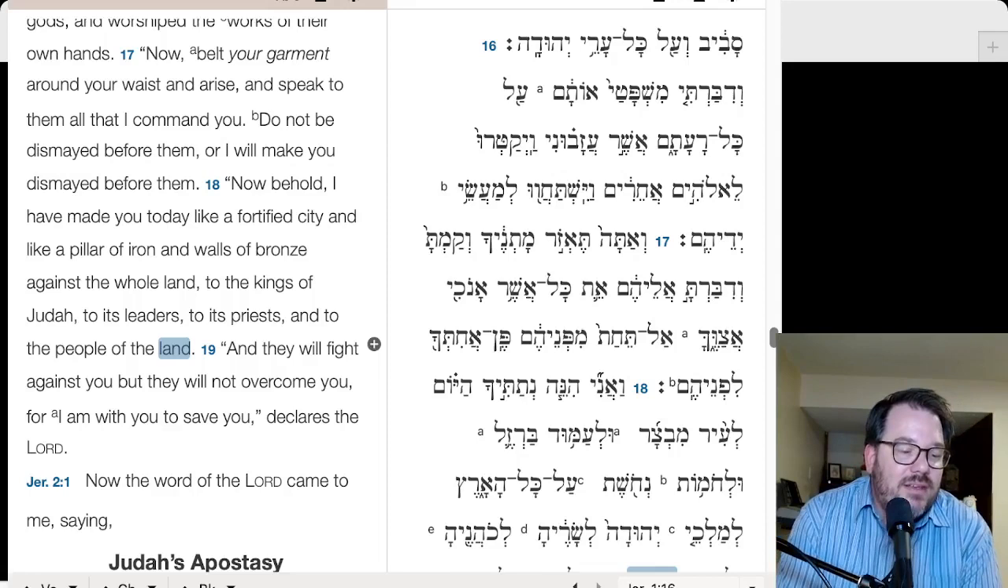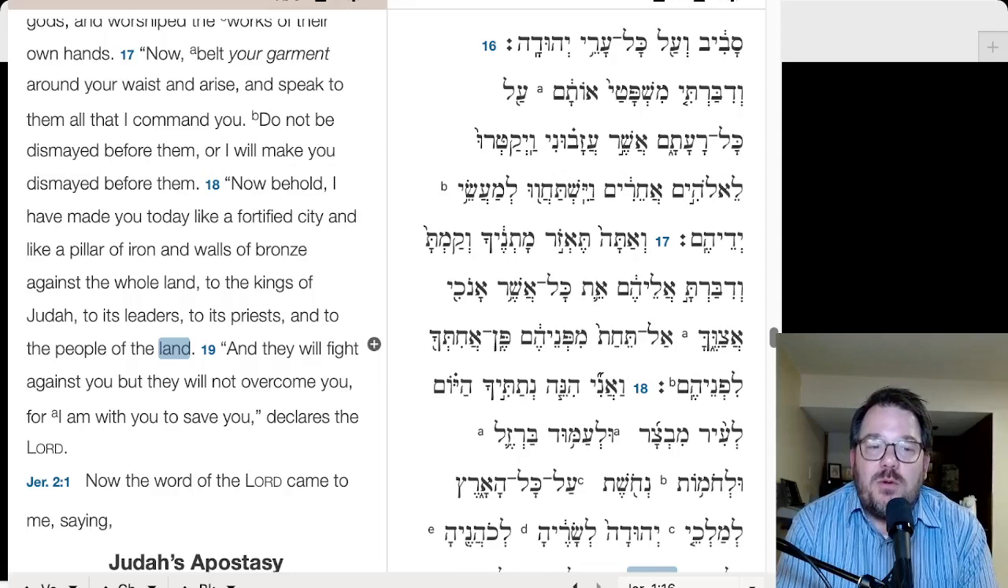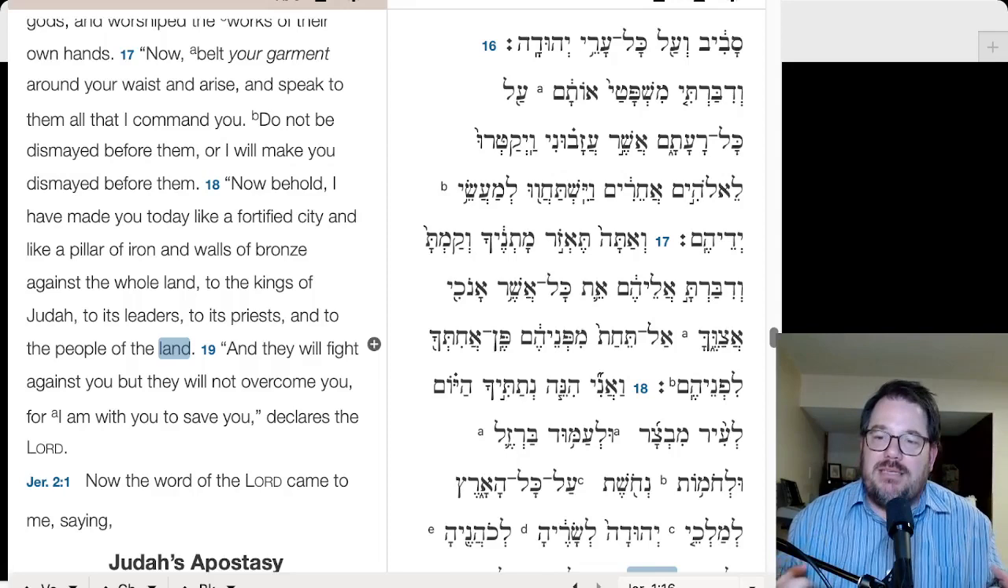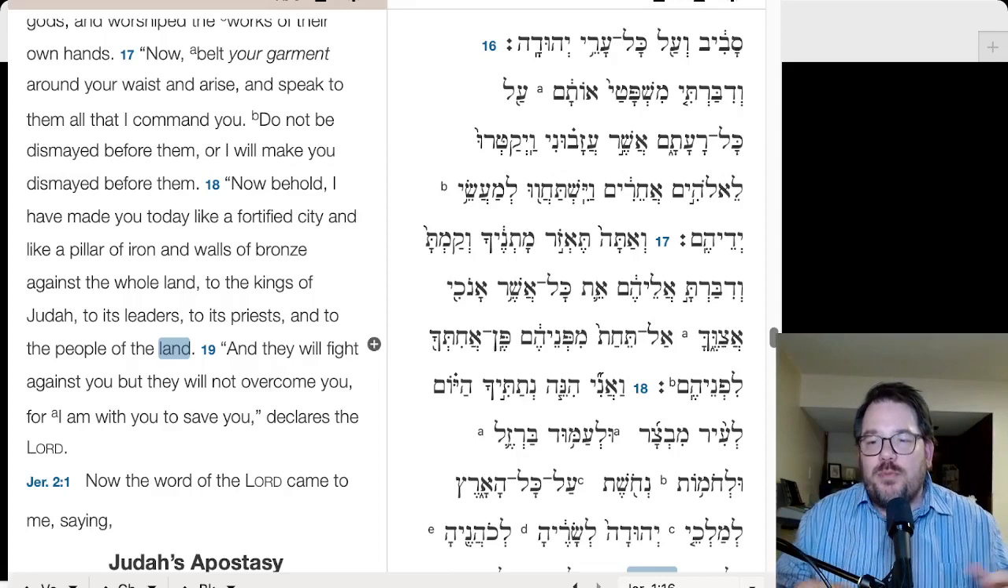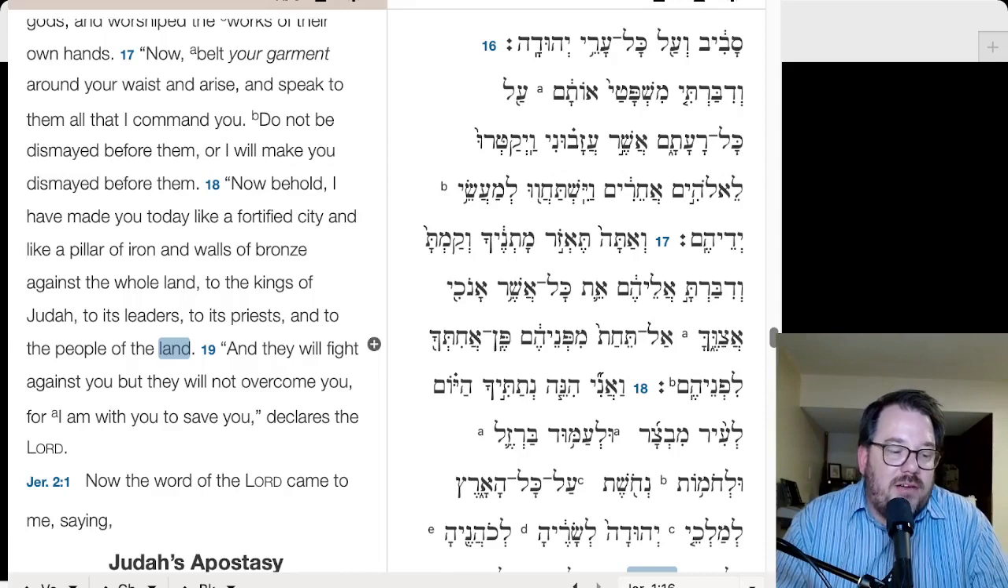And then verse 18, behold, I've made you today like a fortified city, like a pillar of iron. There's this image of military might and strength and protection. I've made you like a fortified city, not just like an open town with no walls or anything, but this is a city with walls and with garrisons, with soldiers guarding those walls, like a fortified city. And like a pillar of iron, walls of bronze against the whole land, to the kings of Judah, to its leaders, to its priests, and to the people.